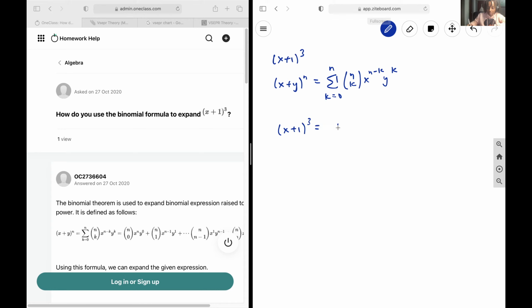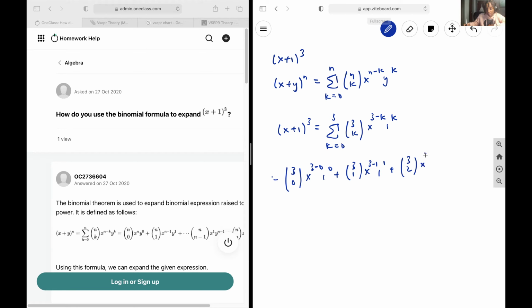X plus 1 cubed will be the sum from k equals 0 to 3 of 3 choose k, x to the power of 3 minus k, 1 to the power of k. If we actually write that out, let's start with k equals 0. So 3 choose 0, x to the power of 3 minus 0, 1 to the power of 0, plus, next up, k equals 1, 3 choose 1, x to the power of 3 minus 1, 1 to the power of 1, next up, k equals 2, 3 choose 2, x to the power of 3 minus 2, 1 to the power of 2. Last, we have k equals 3, so 3 choose 3, x to the power of 3 minus 3, 1 to the power of 3.